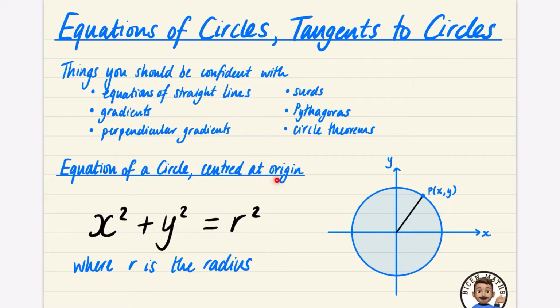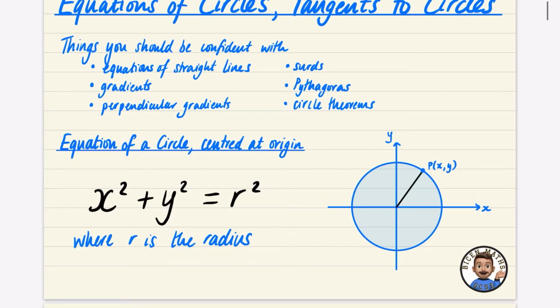Now in GCSE, you only have to do circles that are centered at the origin. So that means they're never going to be circles that are somewhere else on the coordinate axis. They're always going to have the center right here. Now the equation of a circle is x squared plus y squared equals r squared, where r is the radius. And actually the explanation for this is pretty straightforward. You'd think it might be a little bit complicated.